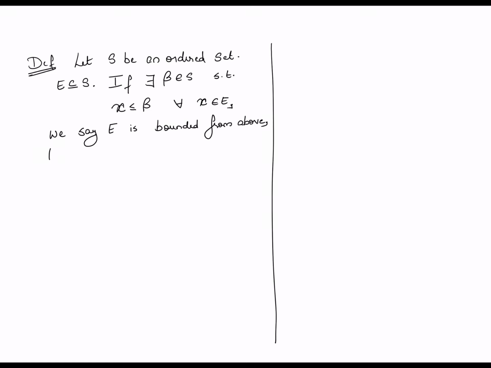Right? And we say that beta is an upper bound of E. So this is simply saying that if you have an ordered set and if you can come up with some element such that that element is greater than or equal to every element of a set E, we say that the set E is bounded from above, and the element beta which is greater than or equal to every element of E is called an upper bound of E.